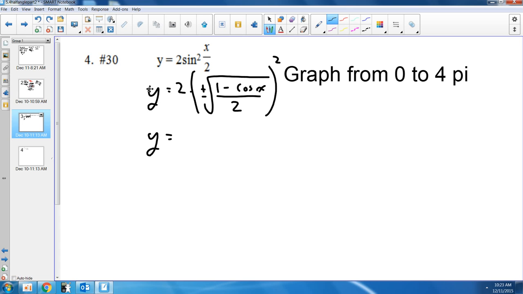So now you're going to have 2 times, and then in parentheses, 1 minus cosine x over 2, because this radical is really to the 1/2 power. 1/2 times 2 is 1, and therefore it'd be kind of like that. You can think about it. This becomes y equals 1 minus cosine x.